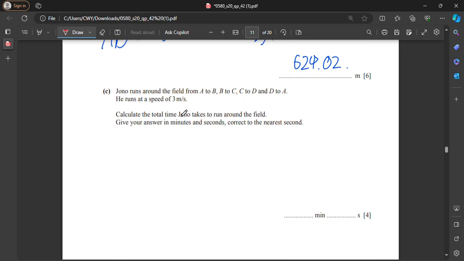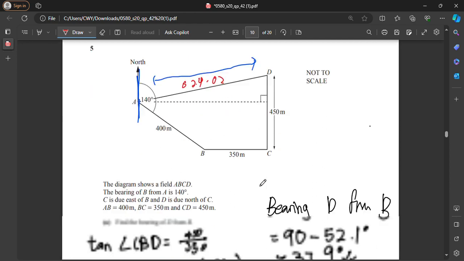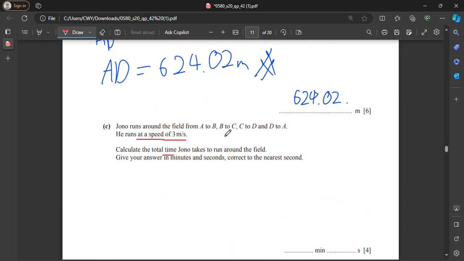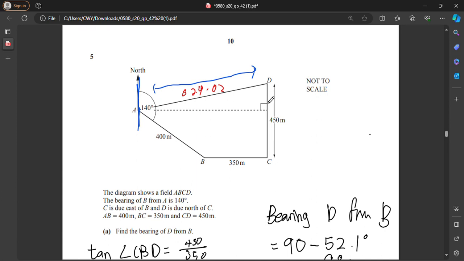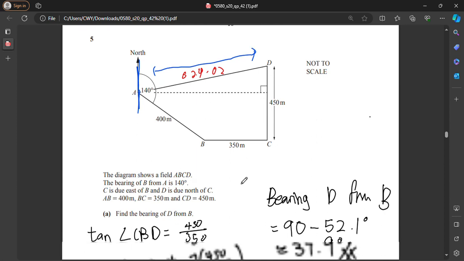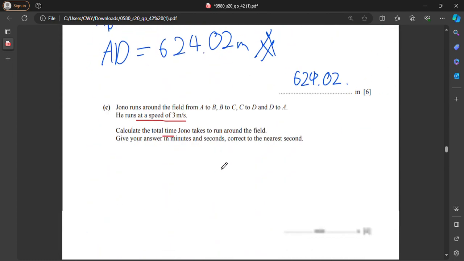So it says that John runs around the field A to B, B to C, C to D, and D to A. Runs at a speed of 3 meters per second. Total time. So A to B. Do we have A to B? Yes. B to C, C to D, D to A. So I actually already have all four. So 400, 350, 450.